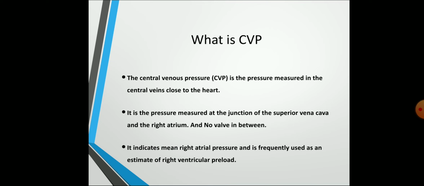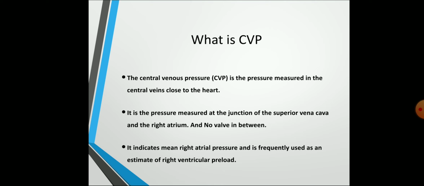Now coming to what is central venous pressure, it is the pressure that is measured in the central veins close to the heart. It is measured by inserting a central venous access catheter, and the tip of the catheter sits at the junction between the superior vena cava and the right atrium. From there you are able to measure the pressure with the help of a central venous pressure transducer. Normally peripheral, small veins have valves between them, but large veins don't have valves, so you are able to easily thread your central venous catheter.